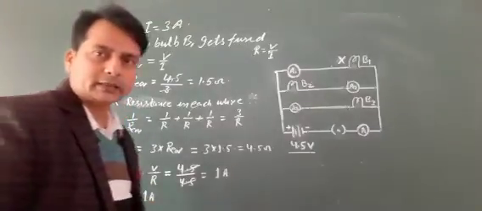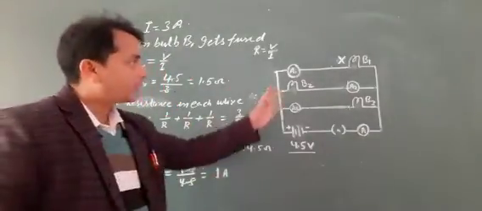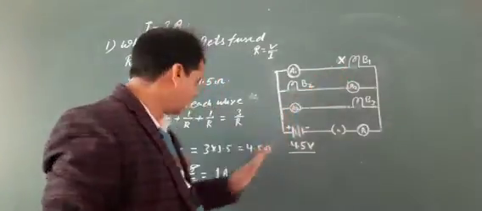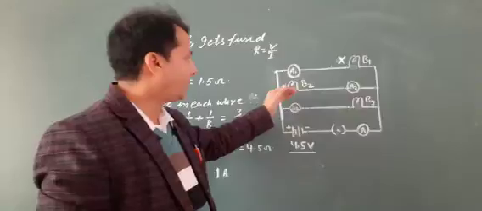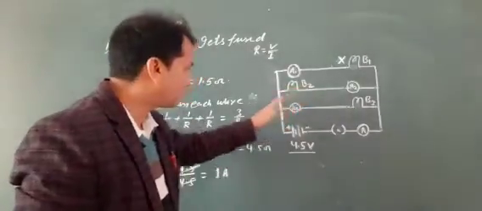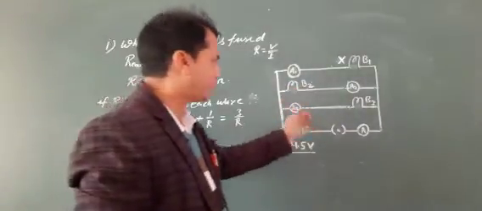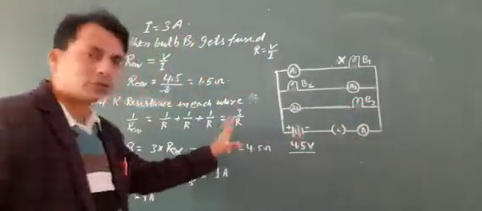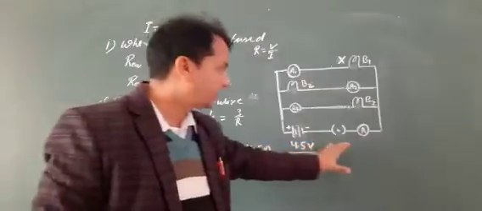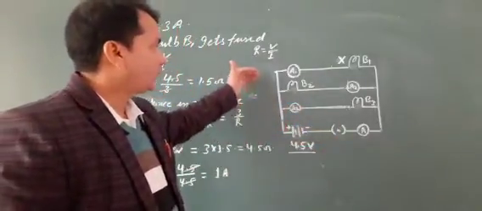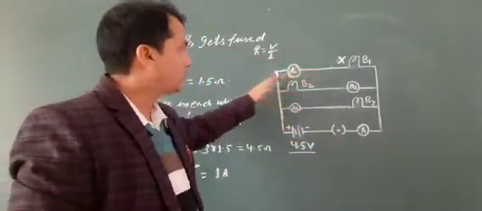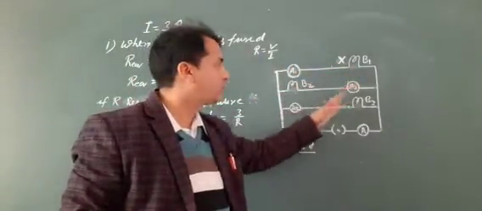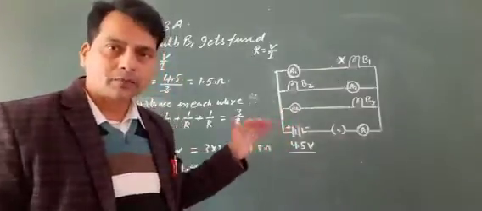So it is clear that the electric current flowing through B1 is 1 ampere, through B2 is 1 ampere, and through bulb B3 is 1 ampere. So the total current is 3 ampere, and the individual current flowing through each of bulbs B1, B2 and B3 is 1 ampere.